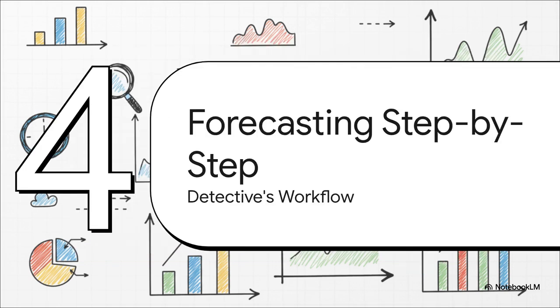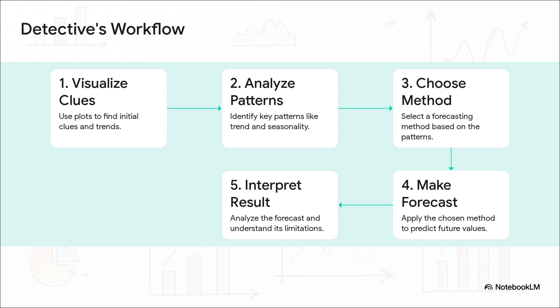Okay, so let's put all these pieces together. This is the official Data Detective's workflow. So here it is, the 5-step process that you can follow every time. 1. Visualize your clues using plots. 2. Analyze the patterns you see, the trends, the seasons. 3. Pick a forecasting method that makes sense for those patterns. 4. Make the actual forecast. And 5, and this is probably the most important step, interpret your result. Understand what it's telling you and what it's not telling you.